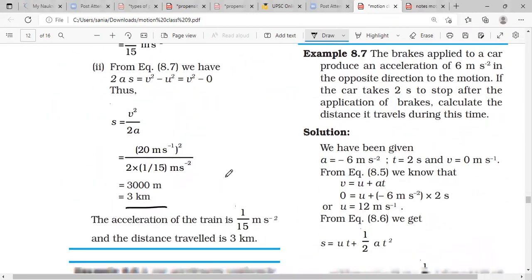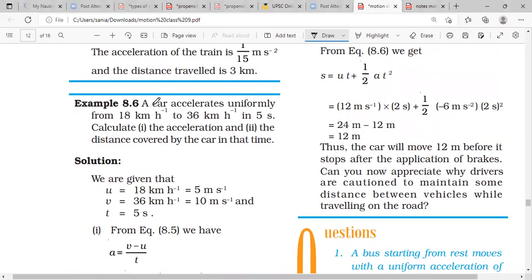Now the next example, this is your homework, the same thing. The car accelerated uniformly from 18 kilometer to 36. So basically, this is your initial, and this is your final, and this is your time. So you have to first find acceleration, then you have to find distance. So again, you have to find this distance. So you can use any formula from where you can find out S.